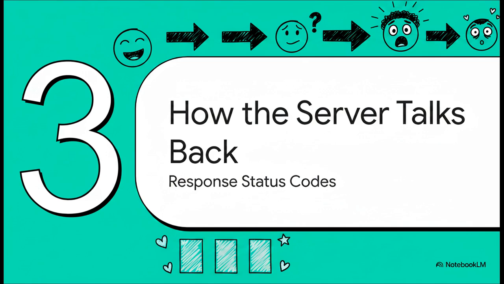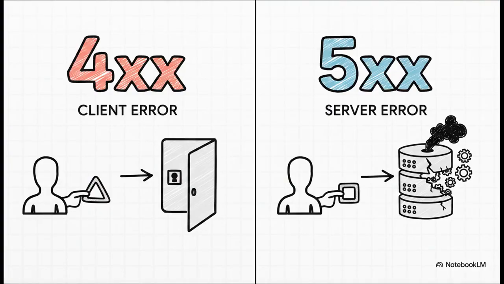Okay, so we've sent our request. It's beautiful, it follows all the rules, the server does its thing. Now, how does it let us know what happened? How's it feeling? Is it happy? Is it confused? Totally overwhelmed? Well, it uses a really simple, elegant system of 3-digit numbers called status codes. If you're a back-end engineer, these are your bread and butter. You gotta know these by heart.